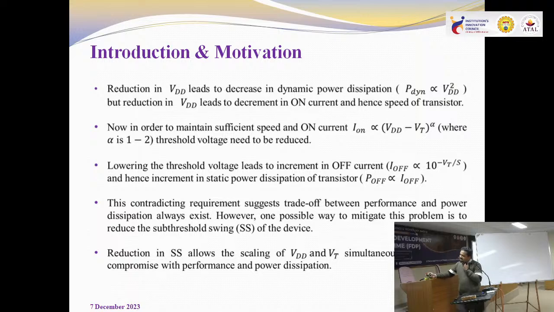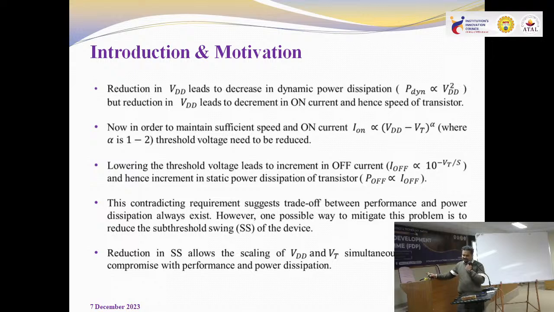Now, the next step would be to lower the threshold voltage. Lowering the threshold voltage would create a problem of increase in off current, because off current is proportional to 10 to the power minus VT by S, where S is the subthreshold swing. Hence, it suggests that when we reduce the threshold voltage, there is an increase in static power dissipation.